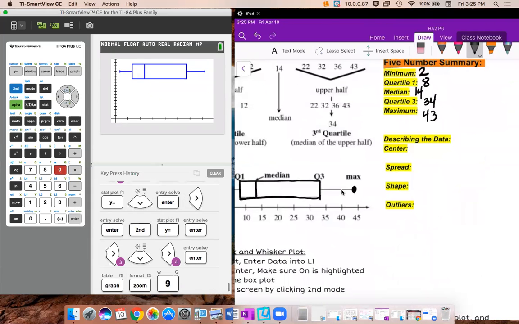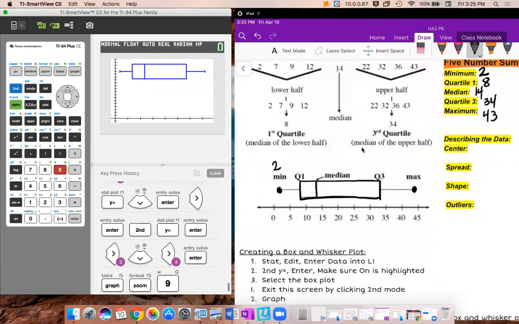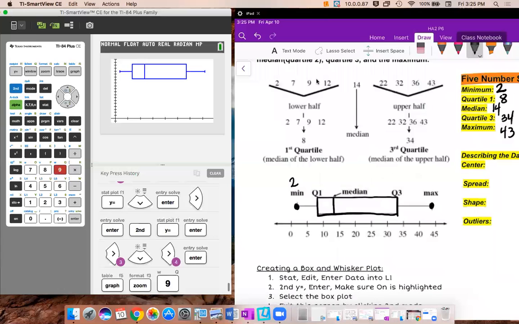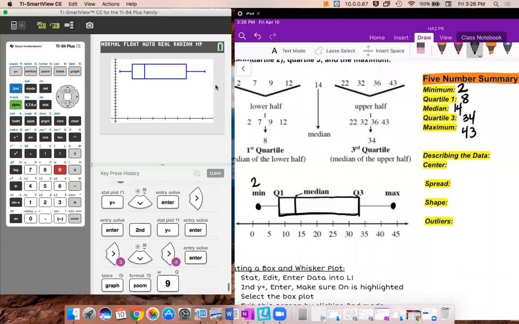For the center, it is going to be either the mean or the median. In this case, let's start with outliers. Do we have any outliers in this set of data? Is there a number that stands out? Not really. I mean, 43 is a little big, but it does have things that are close to it, and this box and whisker plot looks pretty symmetric. So I would say that there are no outliers. If there are no outliers, then we are going to use the mean to calculate our center.